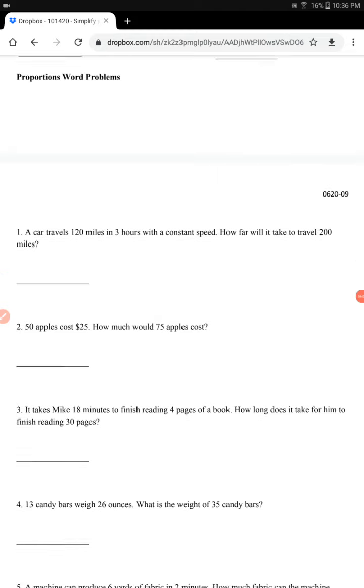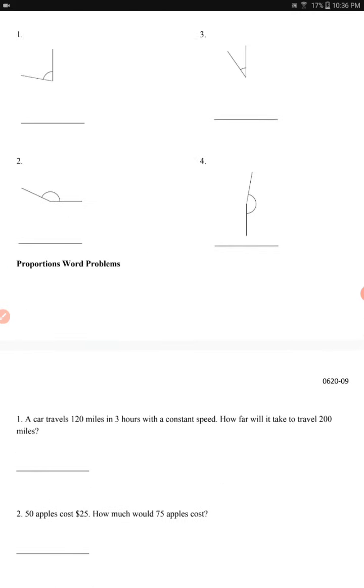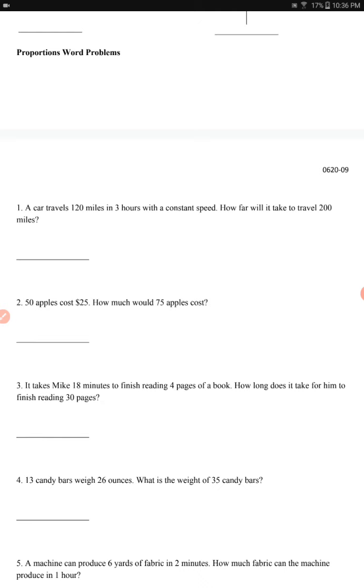Alright. This is the last page, and proportions word problems. So let's look at the first one here. A car travels 120 miles in 3 hours with a constant speed. How long will it take to travel 200 miles? So let's set up a proportion.